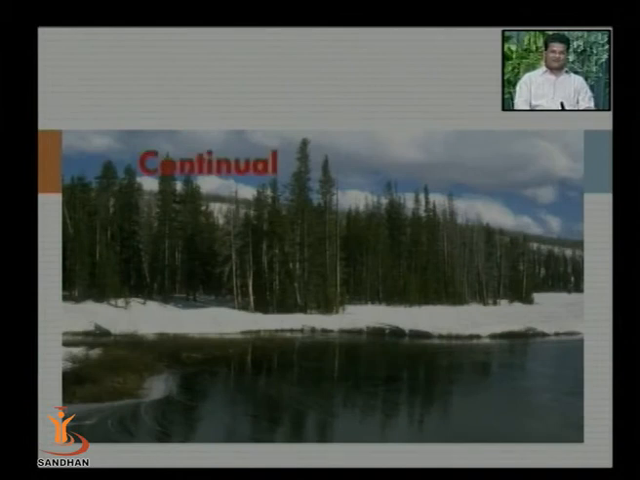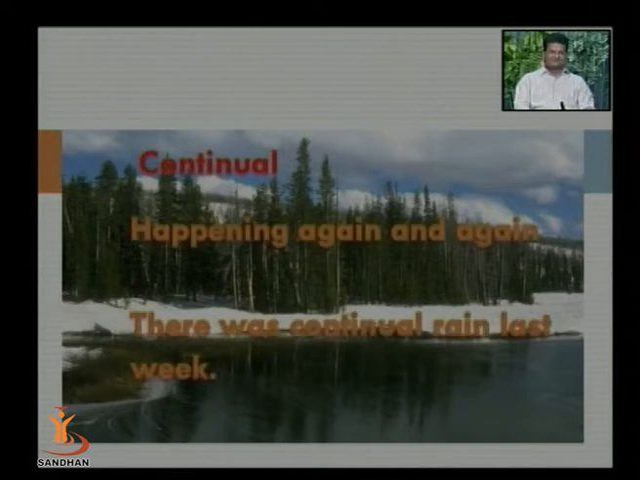Friends, now here one more word, continual, which pairs with continuous. And continual means happening again and again. There was continual rain last week. Happening again and again. There was continual rain last week.